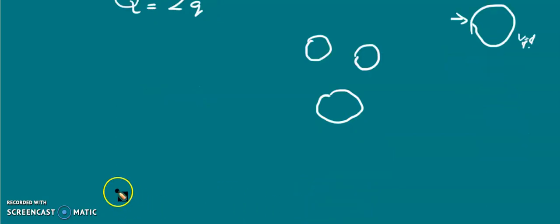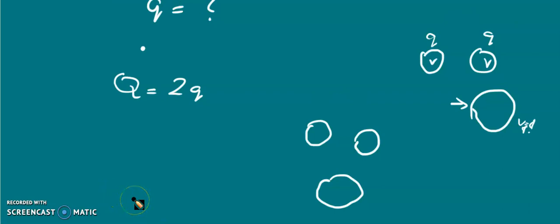So we can suppose small r is the radius of the initial drops, and capital R is the radius of the resultant drop. So we have to calculate capital R. Small r is given. Once the potential and charge are given, you can easily find out small r. Now we have to calculate capital R in terms of small r.